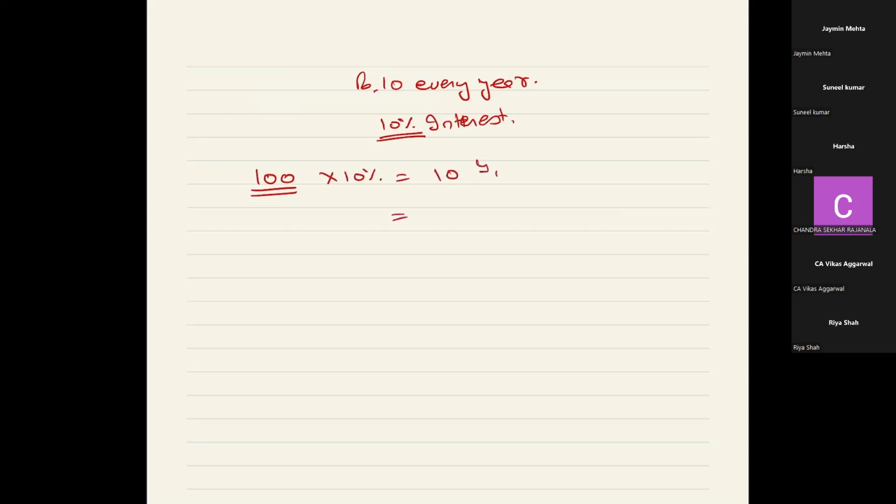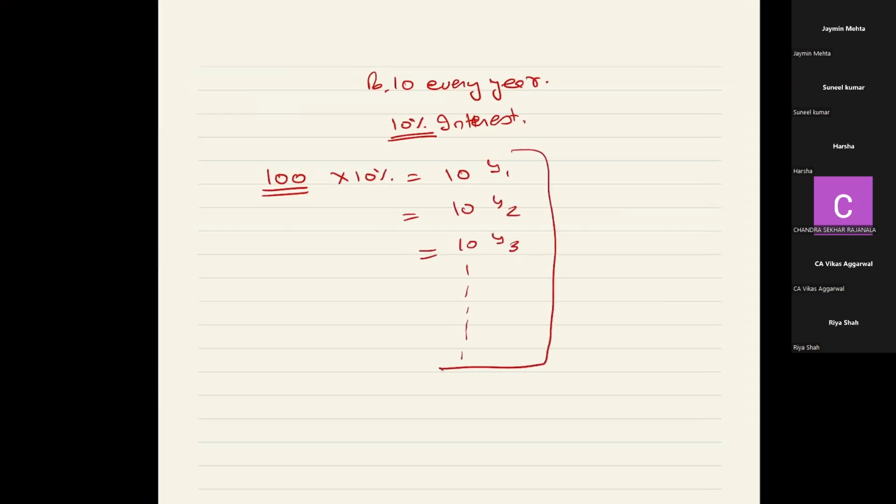So I want to get 10 rupees every year. 10% is the interest rate. How much I have to invest today so that I will get rupees 10 every year? So I have to invest 100 rupees so that every year I will get 10 rupees. Year 1 I will get 10 rupees. Year 2 I will get 10 rupees. Year 3 I will get 10 rupees. Whenever, I will get annual 10 rupees. Is that clear?